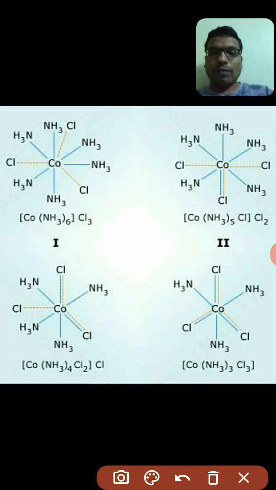You can see here this chloride is acting as a primary valency. Here it is acting as both primary and secondary valency. Here we can see all the chlorides acting as both primary and secondary valency. Generally the secondary valency is represented with a dark line and the primary with a thick line. So this is just showing the diagrammatic representation.